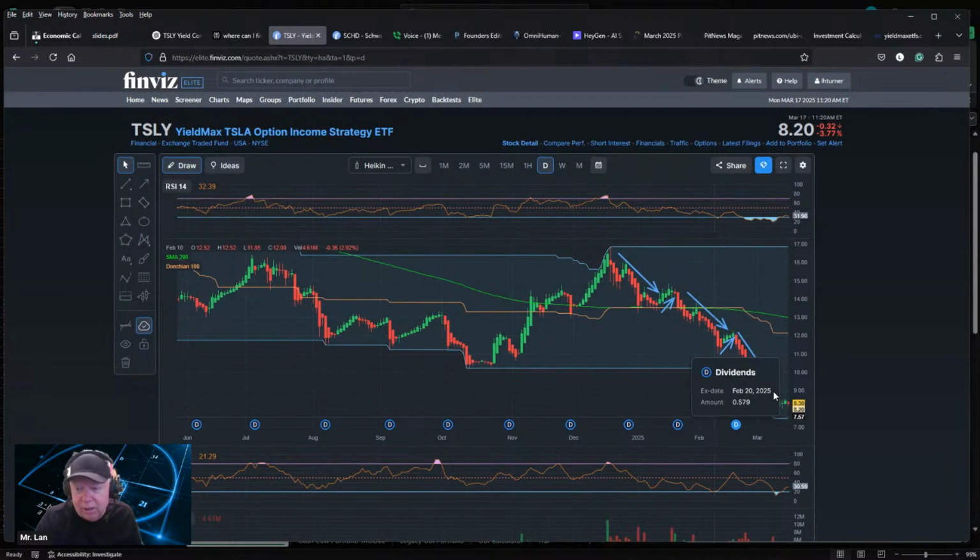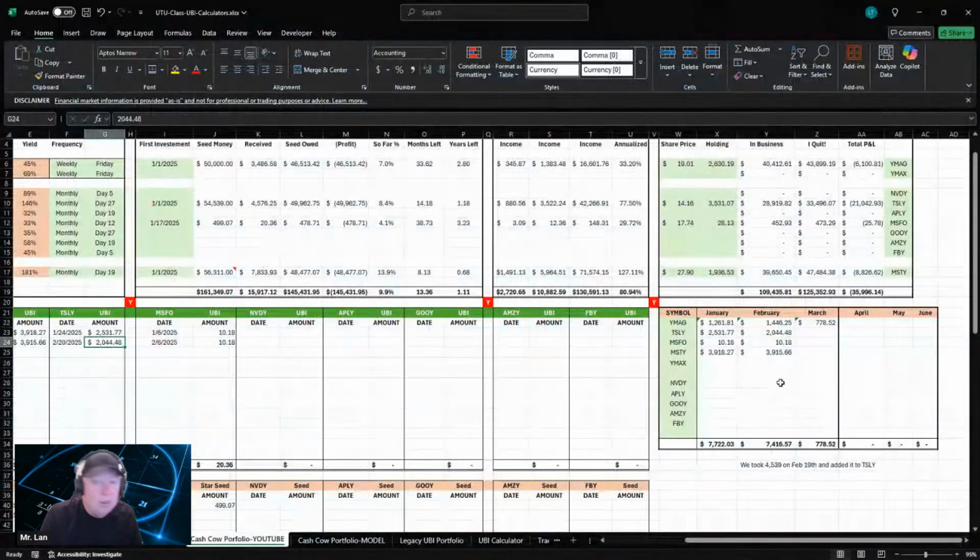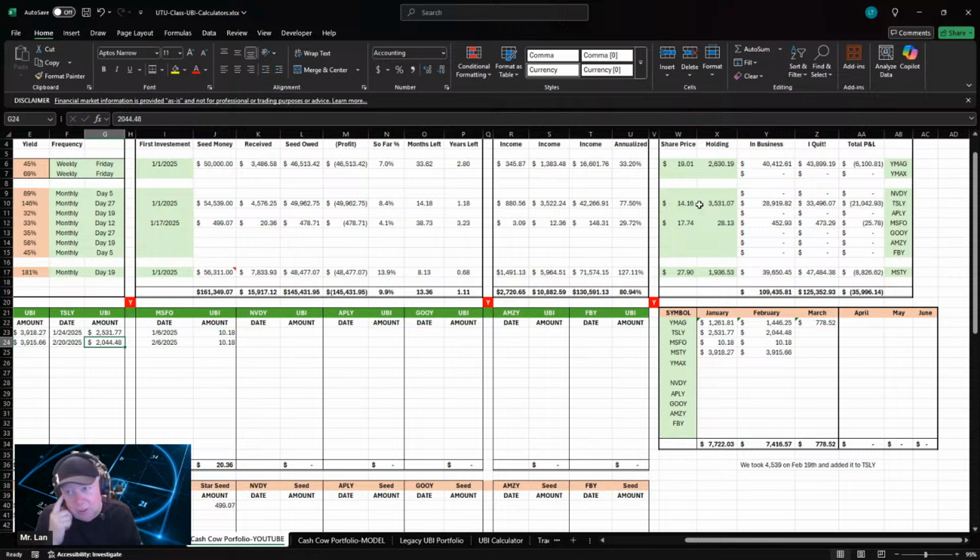0.579. Oh, clear that. 0.579 times the number of shares. The number of shares we have in Tesla are 3,531.07. Remember, they pay you your dividends based on the number of shares you have, not how much you paid for them. 2044. Oh, so we did the math right. So that's correct. Correctamundo.